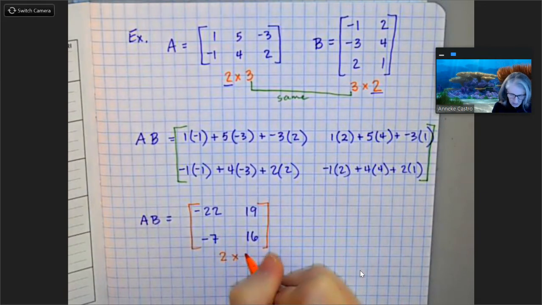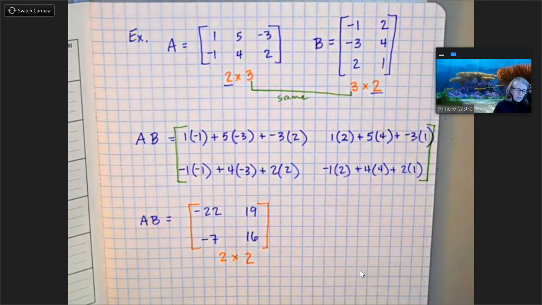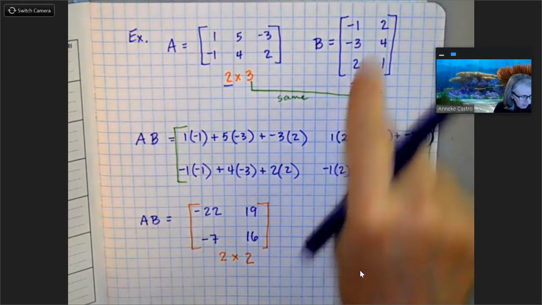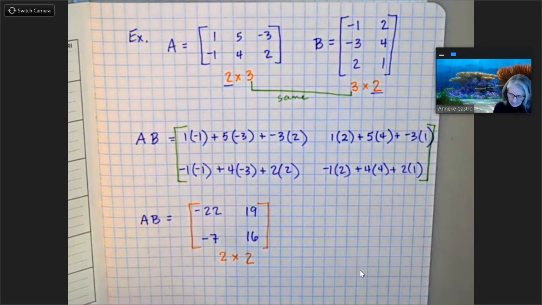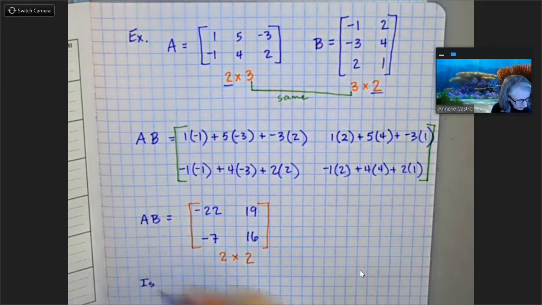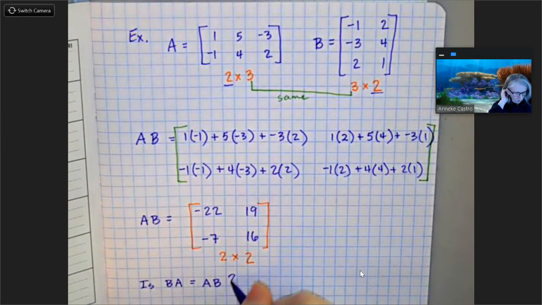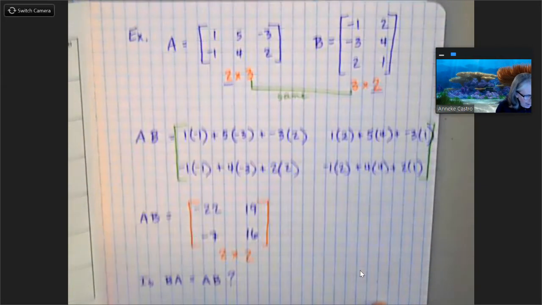Okay, so what about if I wanted to find BA? What if I wanted to multiply B first and then A? So is that the same thing? I'm going to ask a question, is BA equal to AB? Can I reverse the order? Like 2 times 3 is equal to 3 times 2, right? Multiplication is commutative. Is it commutative for matrices? So are those equal? So let's go ahead and flip these then.